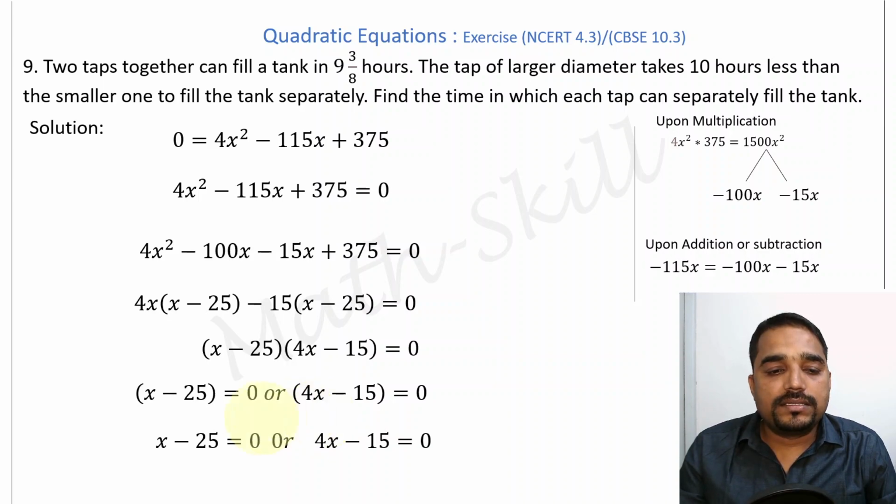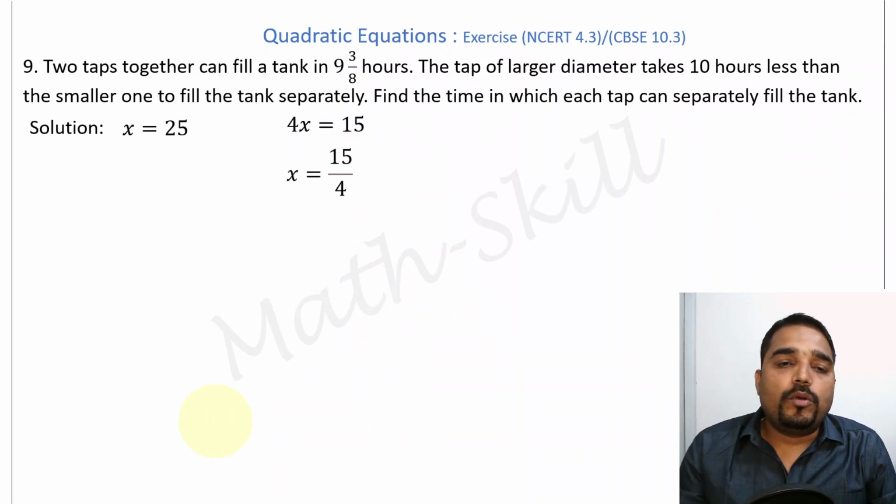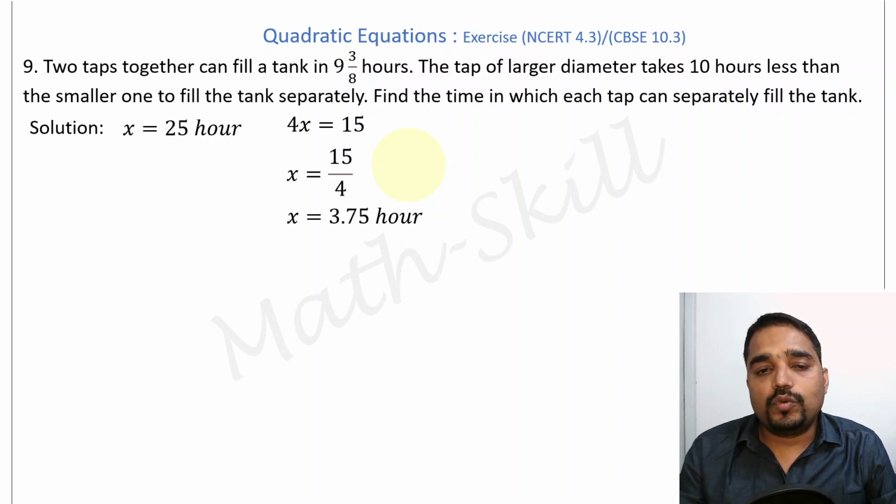To find the value of x, let us transpose the constants towards RHS. Upon transpose, minus 25 would become plus 25, that is, x is equal to 25, or 4x is equal to 15. Now, upon transpose of this 4 towards RHS, it will get divided to 15, that is, we are getting 15 by 4 here, which means either x is equal to 25 or x is equal to 15 by 4, or 3.75 hours.